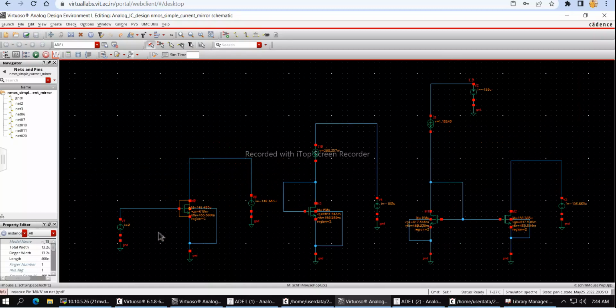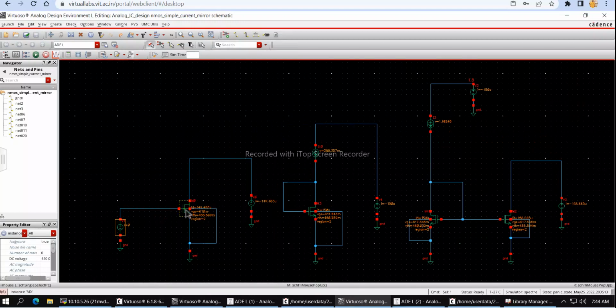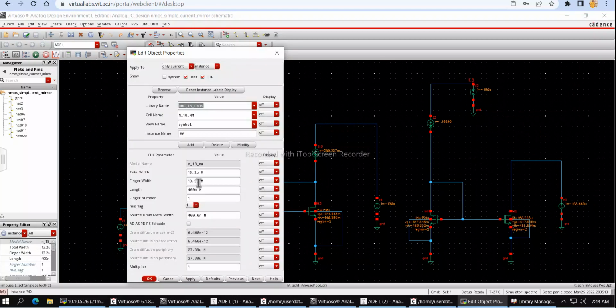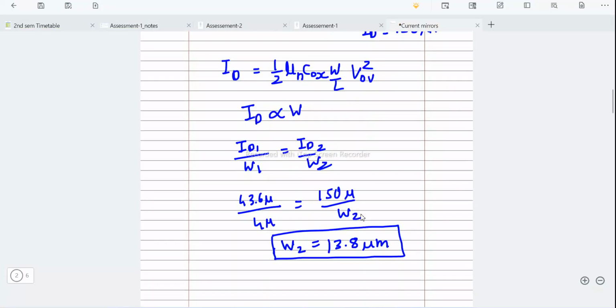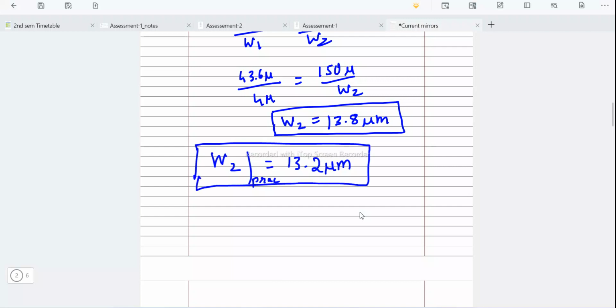So now we obtain the gate voltage as 610 millivolts, and we found that the width of the NMOS necessary is theoretically 13.8, but practically it is 13.2 micrometer. This is for NMOS.